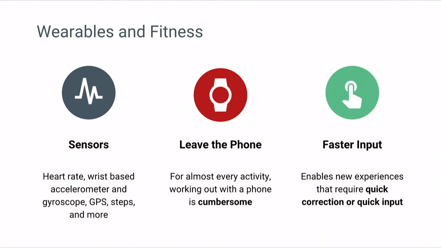Second, you can leave the phone. I love my Nexus 6P, but running with the device is a bit cumbersome. I have to rely on infrequent audio cues to find out my current pace, because I can't see the screen when it's in an armband or in my pocket. Third is faster input. When you're on the go, you can have quick interactions with a watch to control music or activity recording that would take much longer if you had to rely on pulling out your phone and opening up the right app.